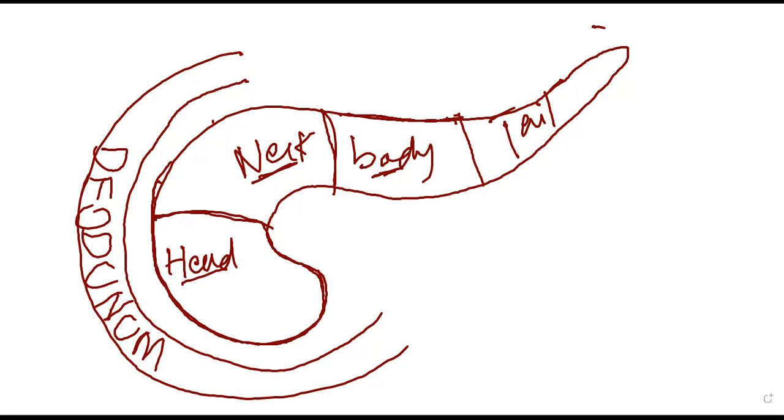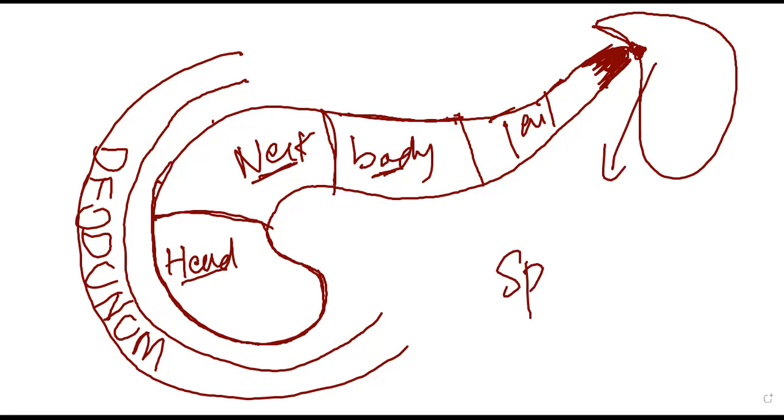Here, the spleen is present. So the tail of the pancreas is somehow connected to the hilum of the spleen. Here is the structure of the pancreas.